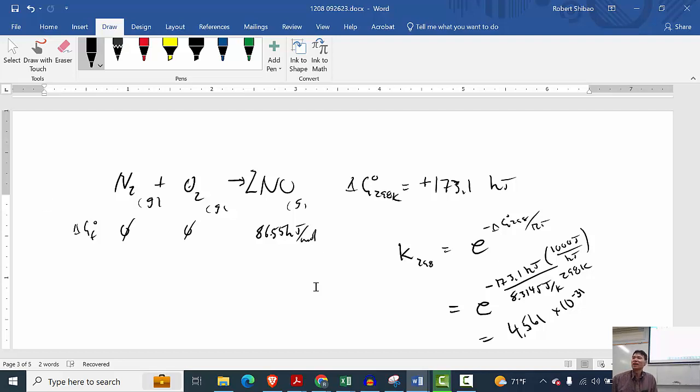And so what does that mean? How much NO gas is in this room? Because we have nitrogen and oxygen in this room, and we're pretty much under standard conditions. Standard conditions is visually 1 bar.